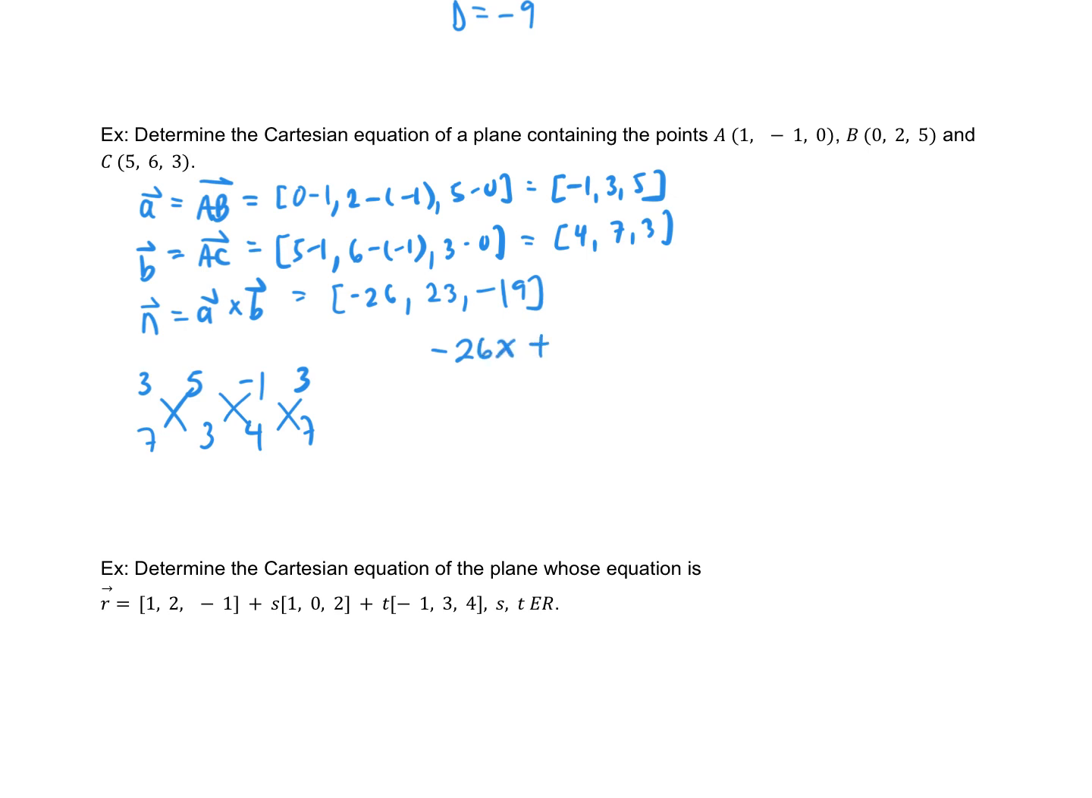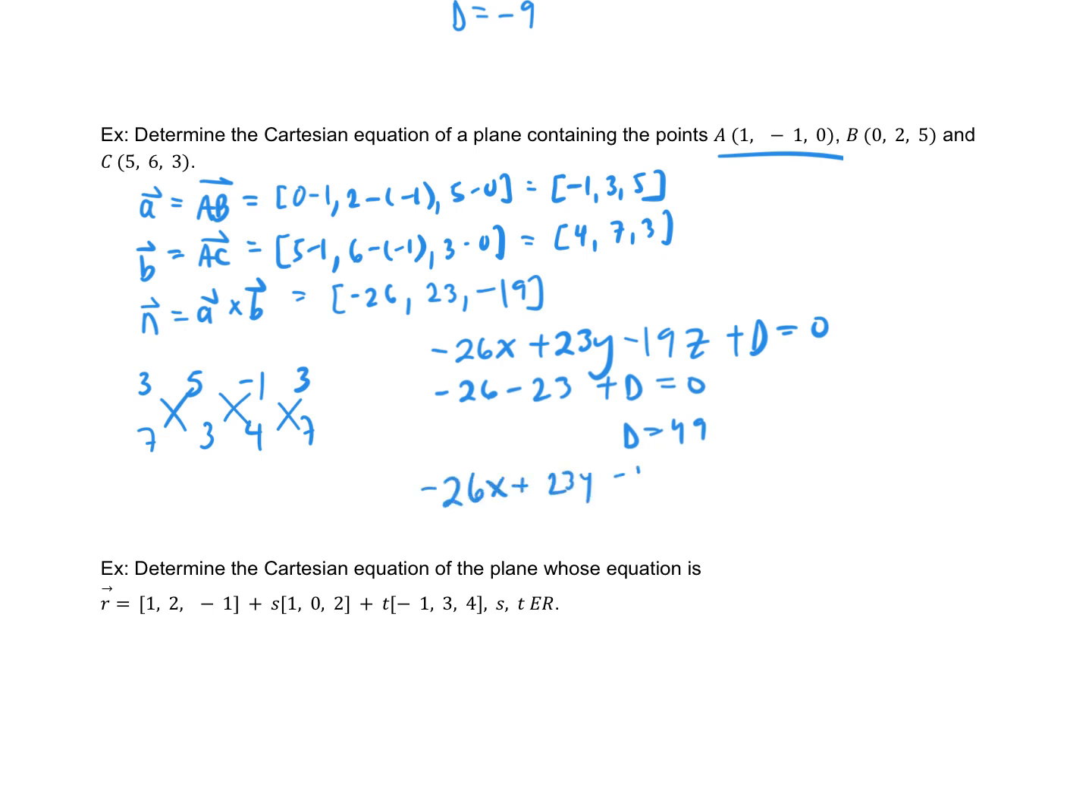Negative 26x plus 23y minus 19z plus d equals 0. And I can pick any of my points that I was given to help me solve for d. I'm going to use A. So negative 26, then 23 times negative 1 would be minus 23. Negative 19 times 0 is gone, so plus d equals 0. That's going to be negative 49, which when I bring over will be positive. So we'll have negative 26x plus 23y minus 19z plus 49 equals 0.